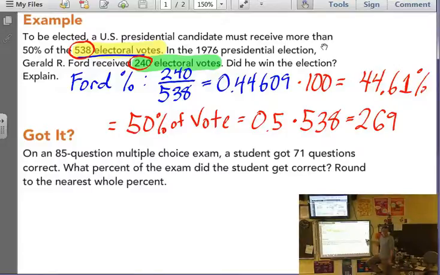Yep. So you would need more than that. You would need 270 or more. If you have 269, you exactly have 50%, which has never happened: the Electoral College has never split perfectly 50-50. If that happened, they'd have to go back and do a recount, and they've done recounts because it's been so close, but it's never been a 50-50 split.